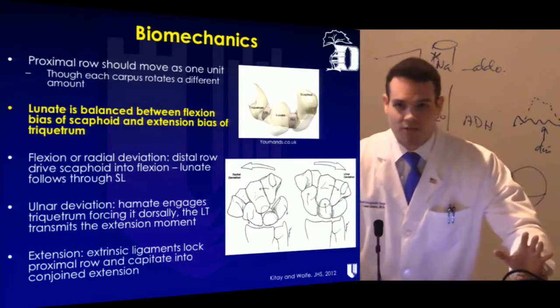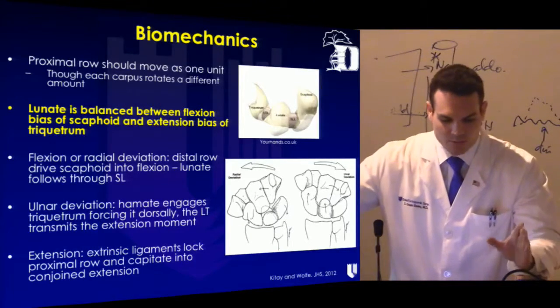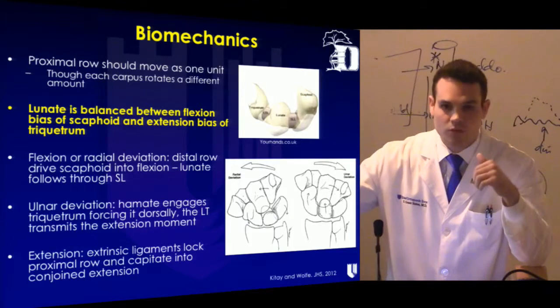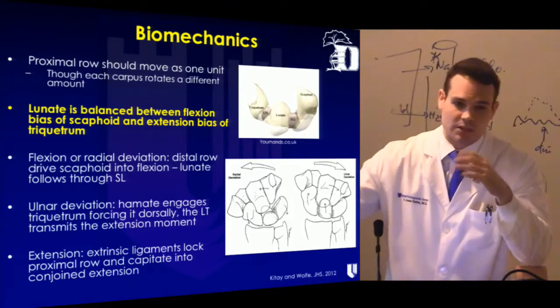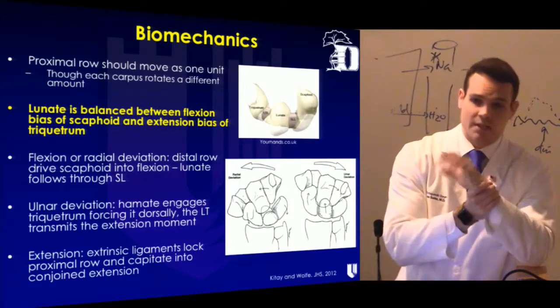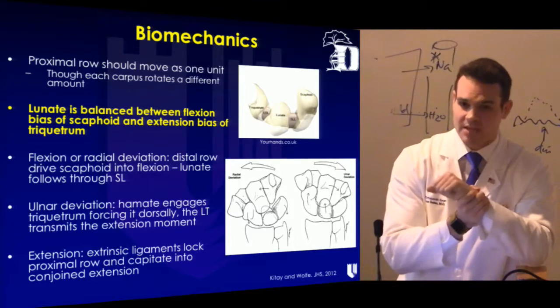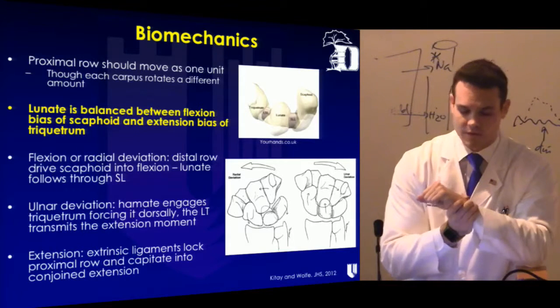The biomechanics is kind of the crux of the matter here, and this is the most critical part. So the proximal row should move as one unit, although the carpal bones will move differently a little bit in relation to each other. So for example, in our range of motion, an arc of motion, 120 degrees flexion extension, the scaphoid will move 35 degrees more than the lunate.